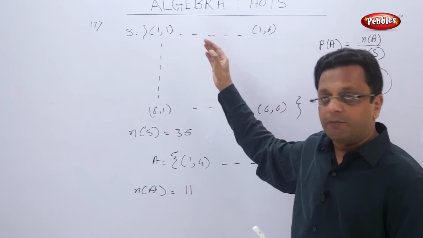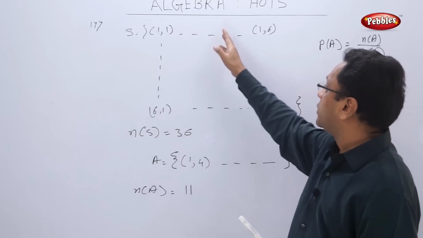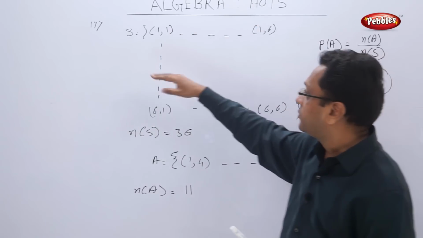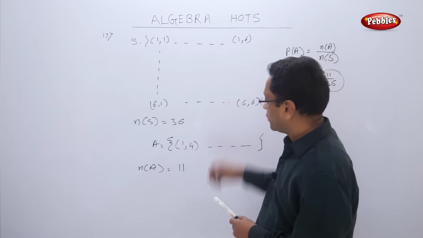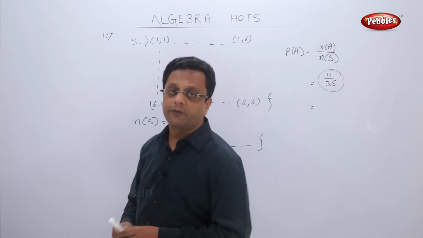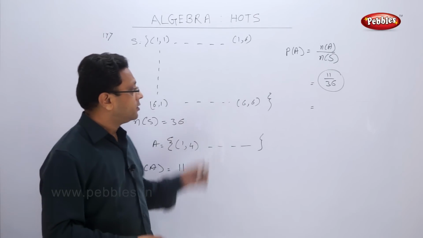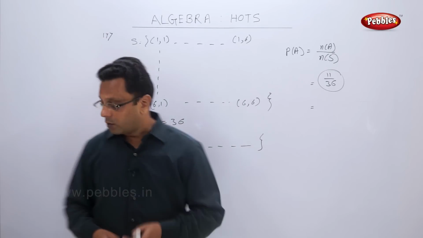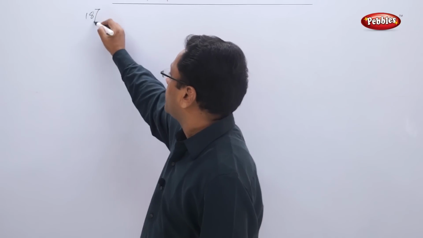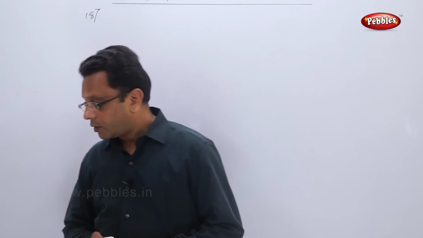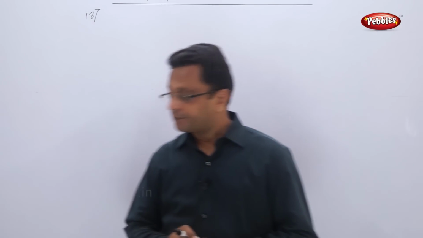Write the full sample space, that is 1 1, 1 2, 1 3, 1 4, 1 5, 1 6, 2 1, 2 2, 2 3, 2 4, 2 5, 2 6 and so on. I have just written it briefly here because we have solved so many examples of this type. Let us go ahead. Example number 18 is again a probability example.